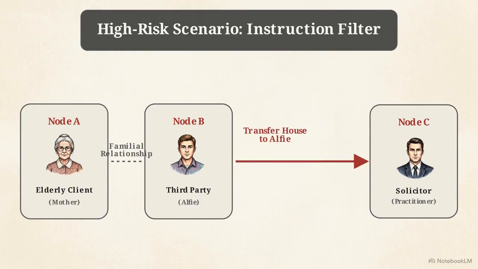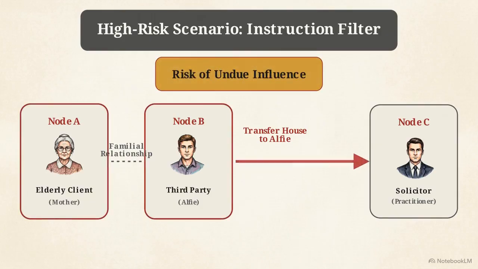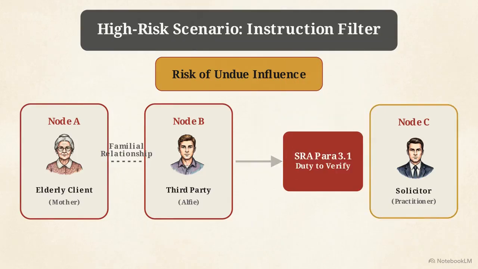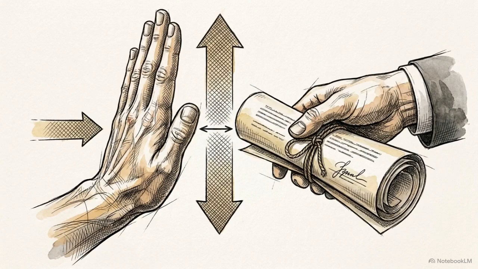Under SRA Paragraph 3.1, a solicitor presented with an absent, vulnerable client gifting a major asset to the person delivering the instructions must suspect undue influence. The practitioner must refuse the immediate instruction and block the transaction. Executing a client's stated wishes is secondary to ensuring those wishes are free from coercion. Professional conduct requires you to actively filter and occasionally block incoming instructions.